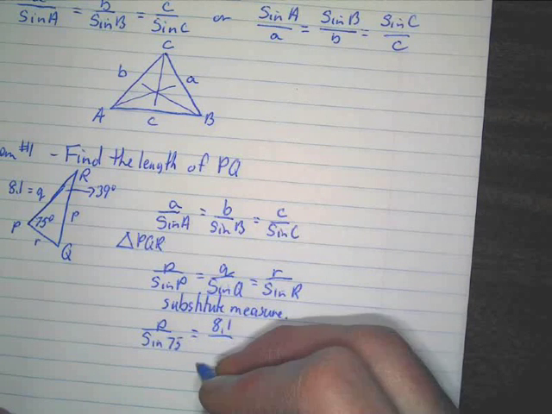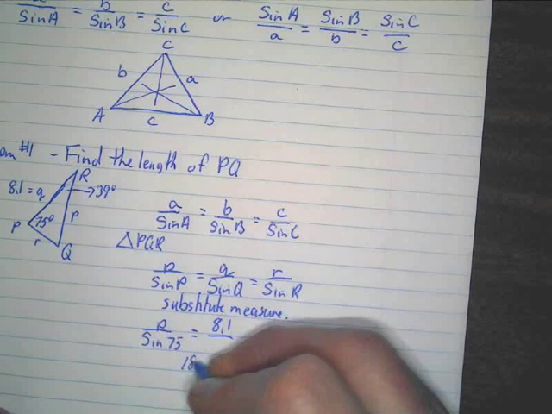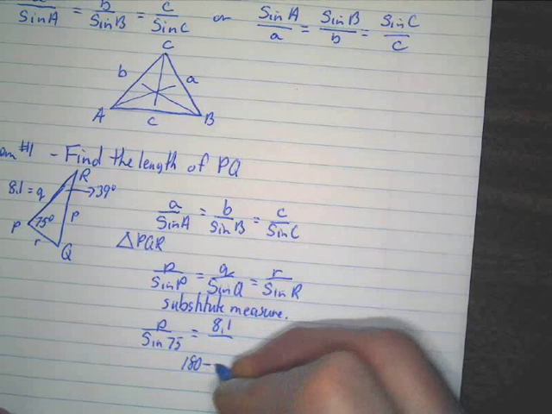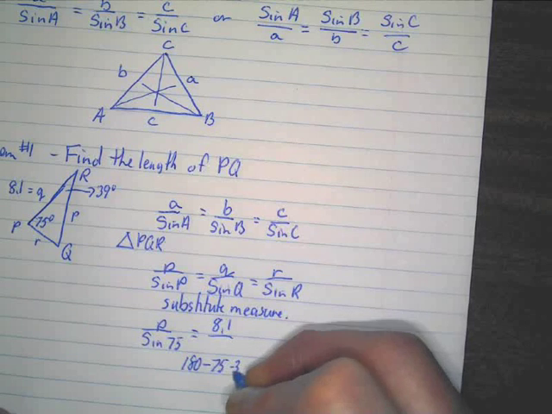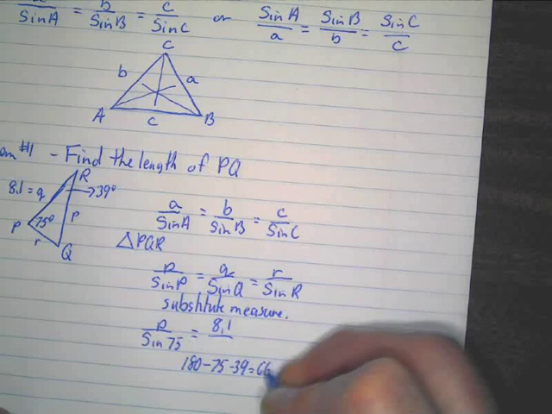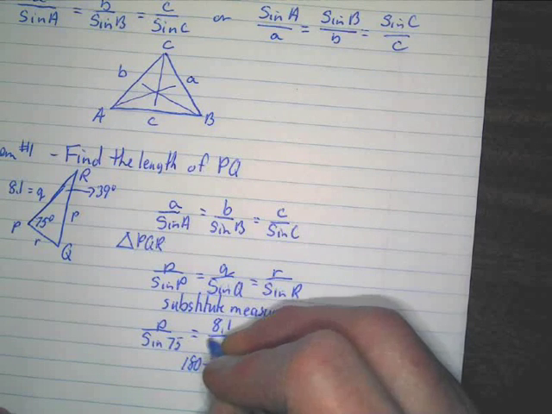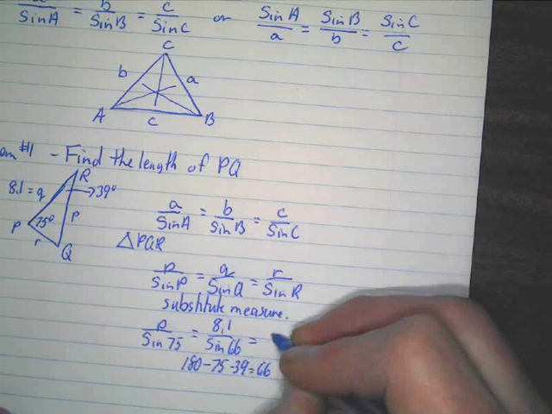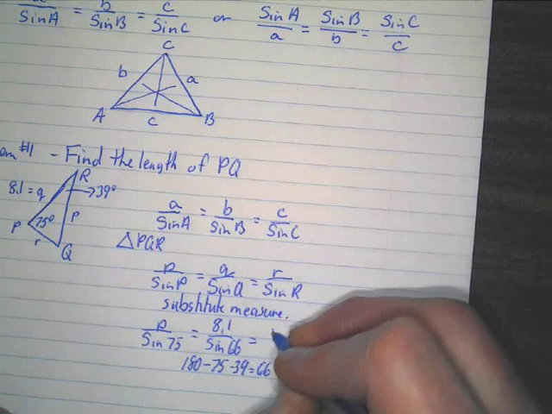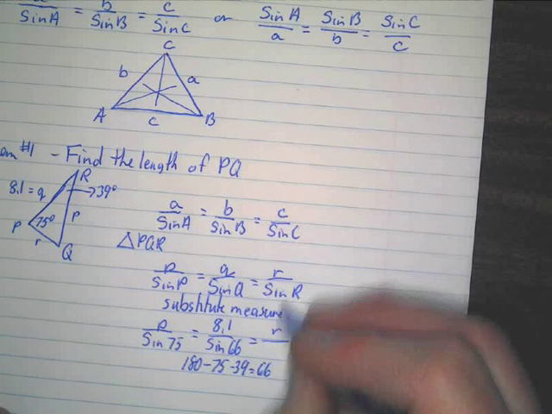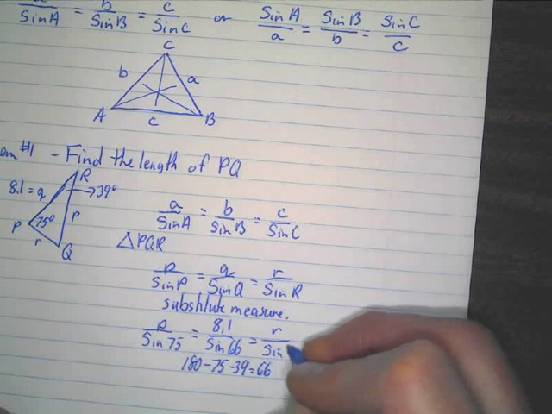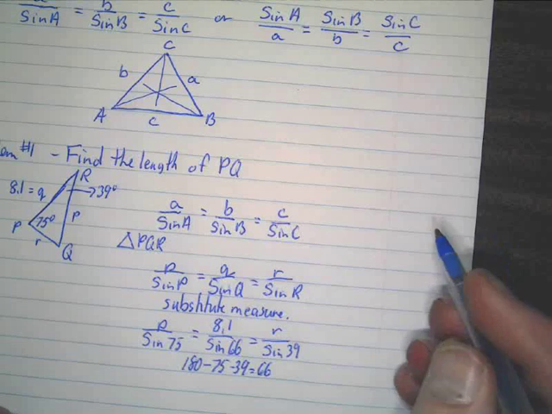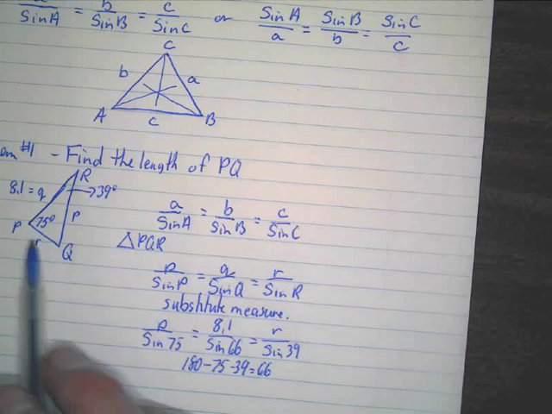And Q I do not have. However, all angles in a triangle add up to 180 degrees. So 180 minus 75 minus 39 is equal to 66. So that means angle Q is 66. And then r I do not have, and I have sine R is sine 39. The question is to find PQ, this distance.